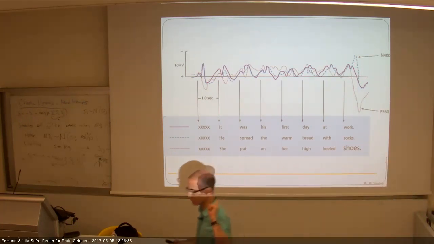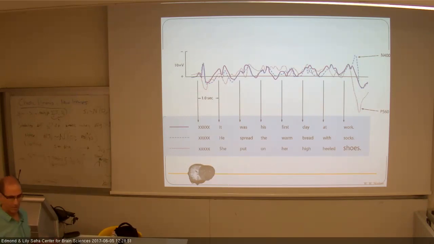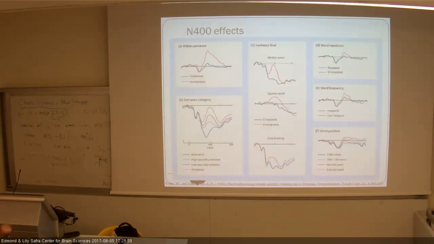And here negativity goes up. Okay? So when the word is unexpected, you get a bigger response over here. This is about 300 to 500 milliseconds after the stimulus was heard. And therefore it was called the N400 because it peaks around 400 milliseconds. And the interesting thing is that over the years, people have tried many manipulations in trying to see what actually makes the N400 smaller or bigger. And look at this, for example.